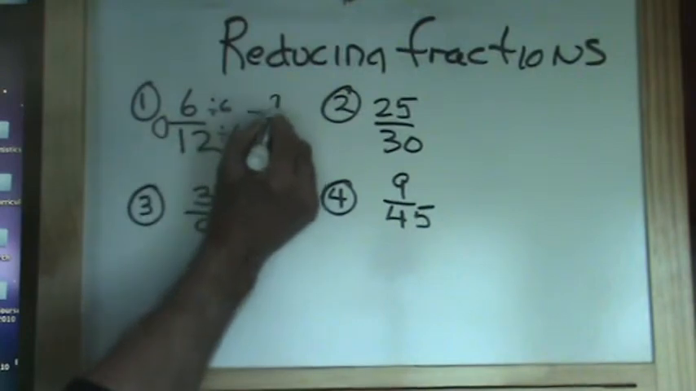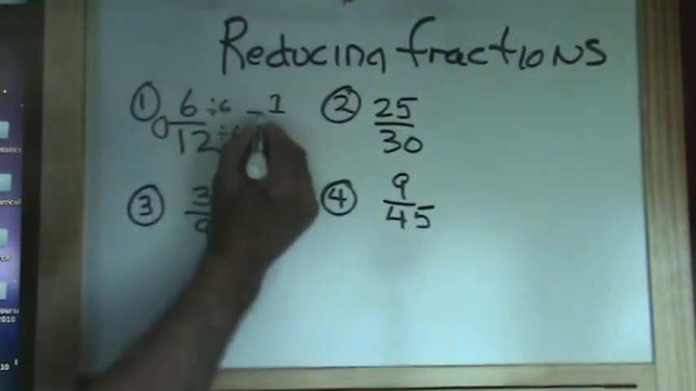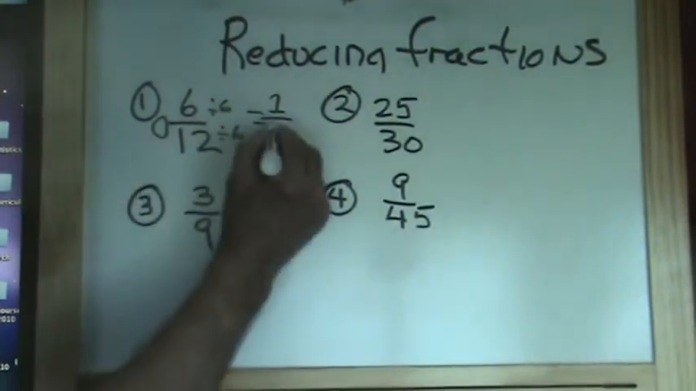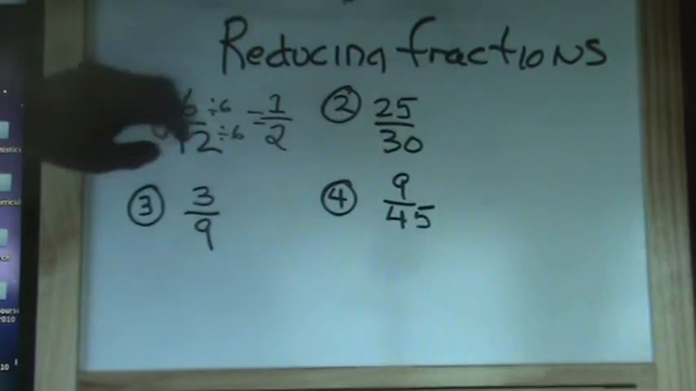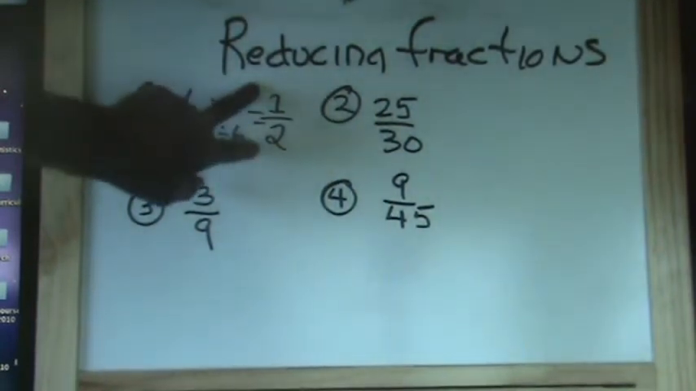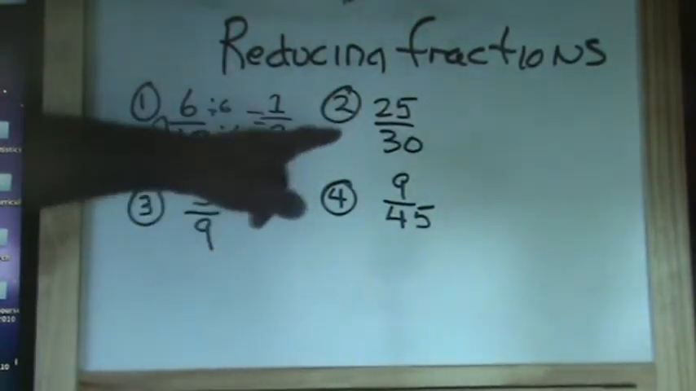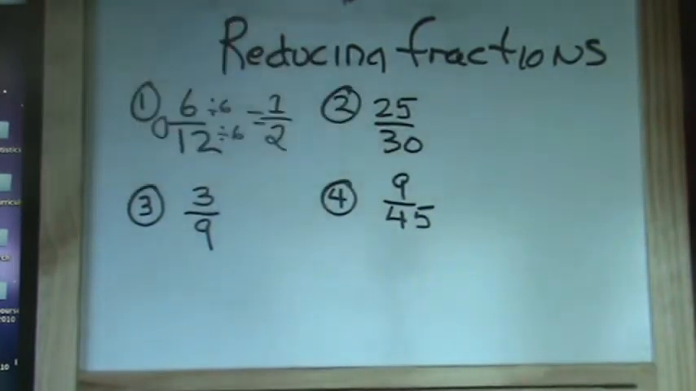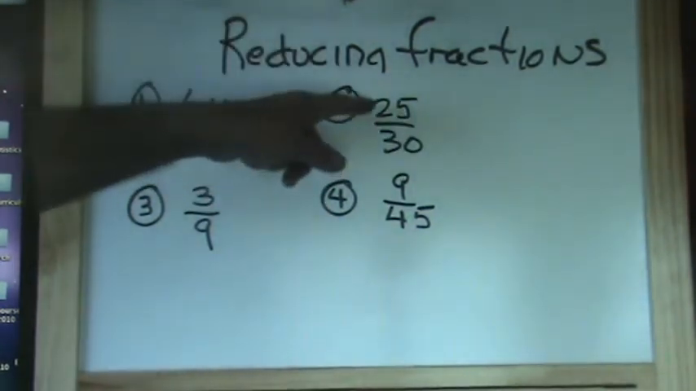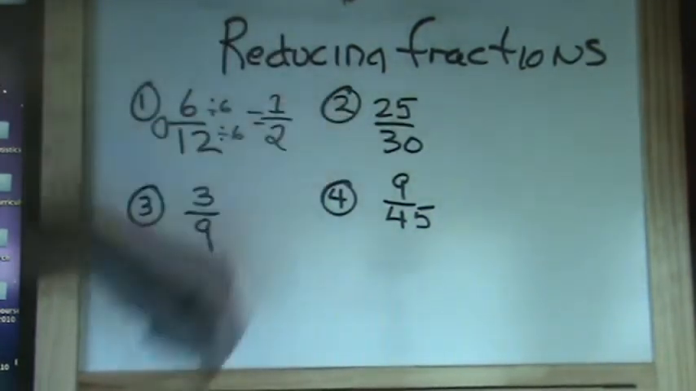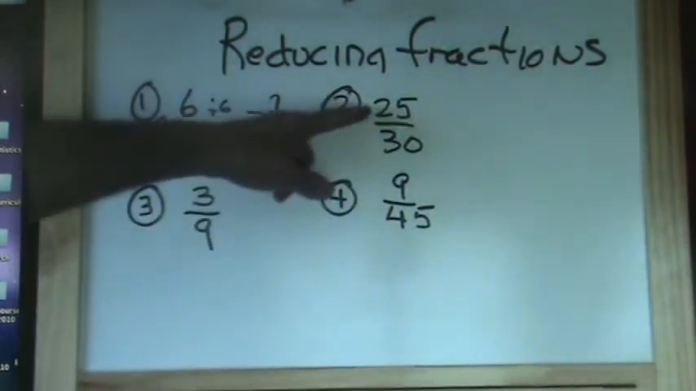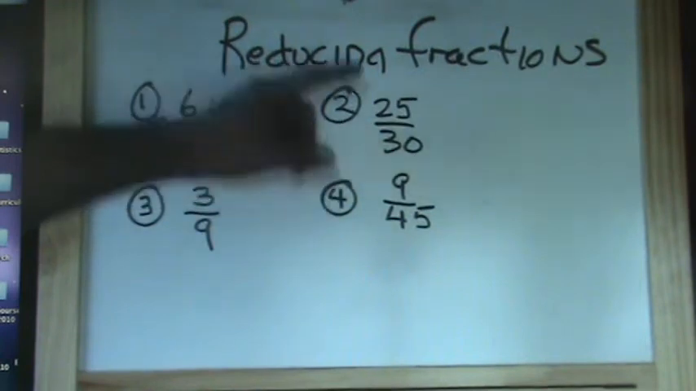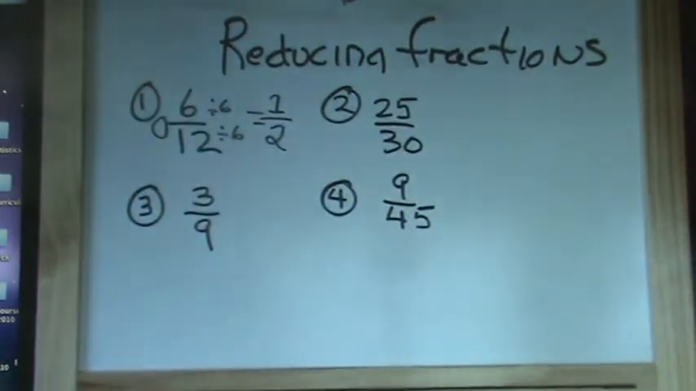6 goes into 6 one time. 6 goes into 12 two times. So 6/12 in its lowest name is the fraction 1/2. Take a look at number 2, 25/30. Is there a number that goes evenly into 25 and the same number goes evenly into 30? I want the largest number.